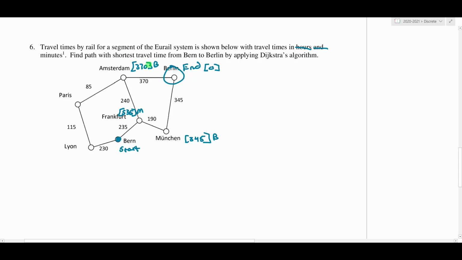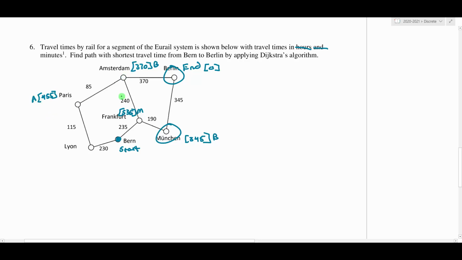All right, so now again, München has been visited. I analyzed both edges leading into München. So now I look at my 2 vertices. Right now, Amsterdam is the shortest one, so I'm going to go to Amsterdam. I've got 2 edges, or actually 3 edges leading into Amsterdam. One goes back to Berlin, so we don't need to do that one. So let's do this one to Paris. I've got 370 plus another 85 minutes. So that's going to be 455, coming from Amsterdam. Put an A on that one.